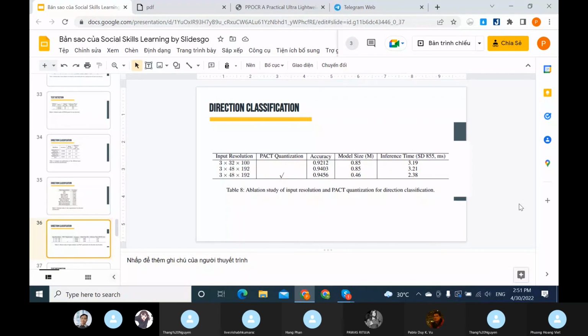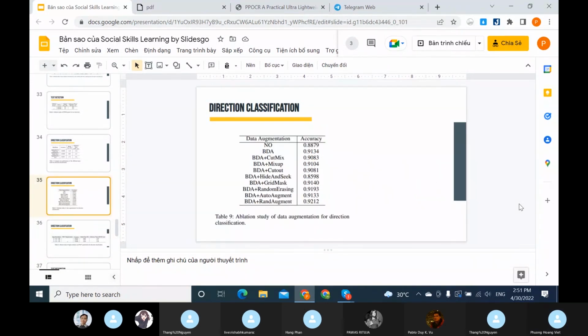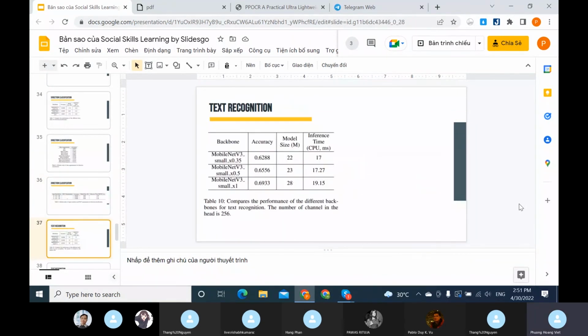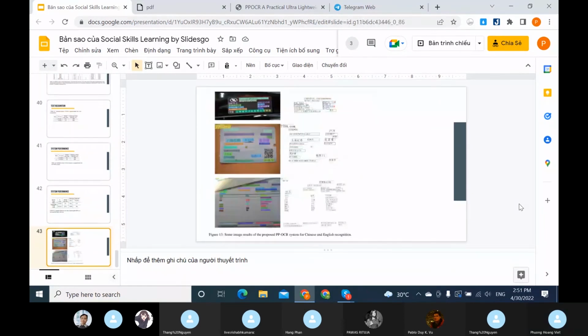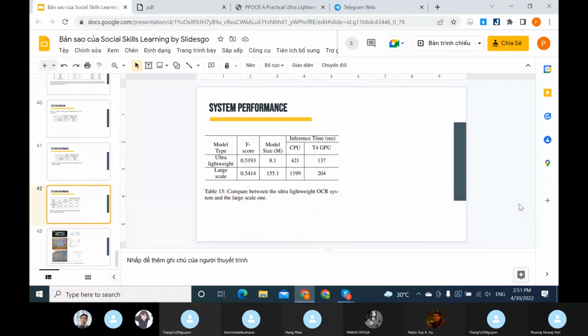Can you go to the slide where they compare the system on the CPU and GPU? The last few slides, the last few tables. Yeah, you can see in here the difference between CPU and GPU. So GPU is much faster than CPU.